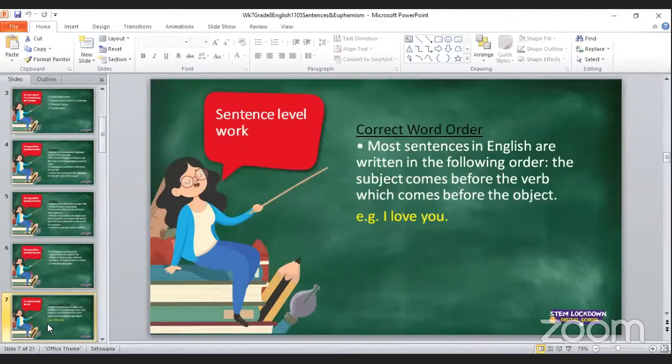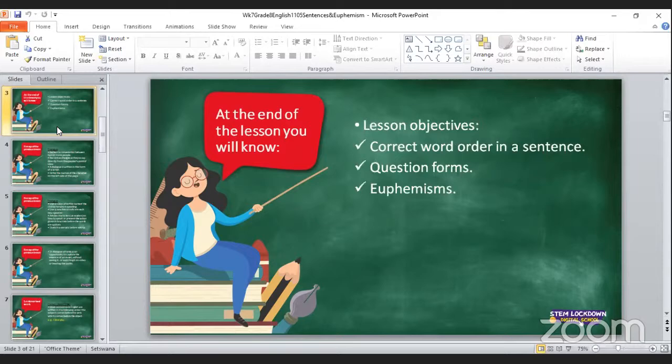Now that we are done with that, let us go to today's lesson. We did say today's lesson is going to be about the correct word order in a sentence, question forms as well as euphemisms. So, without a waste of time, let's get started.